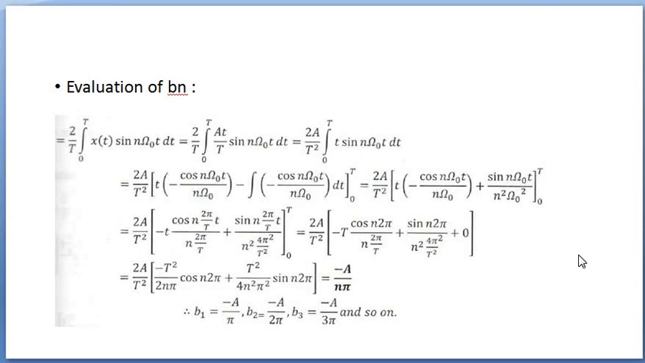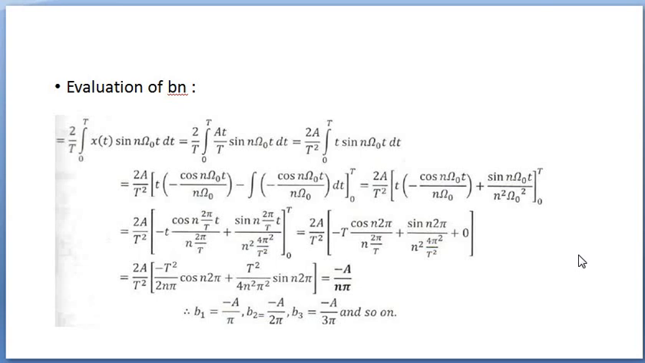So integrate this. 2a by T square is constant. So t into integration of sin n omega naught t is minus cos n omega naught t by n omega naught, minus integral of minus cos n omega naught t by n omega naught into dt. Limit is 0 to T. That is equal to 2a by T square into t into minus cos n omega naught t by n omega naught. Integration, minus into minus becomes plus. Integration of cos n omega naught t is sin n omega naught t by n square omega naught square, and the limit is 0 to T.